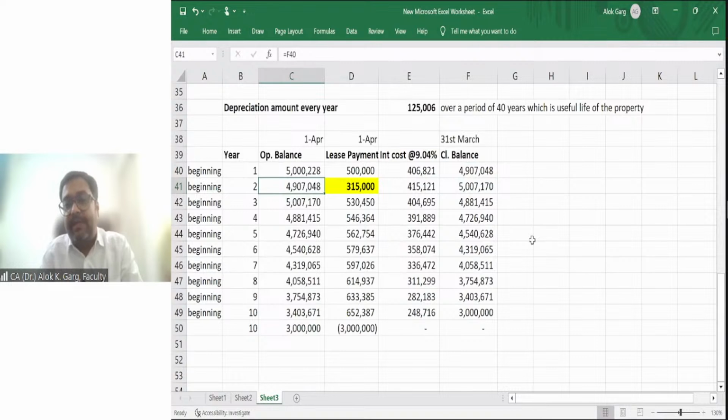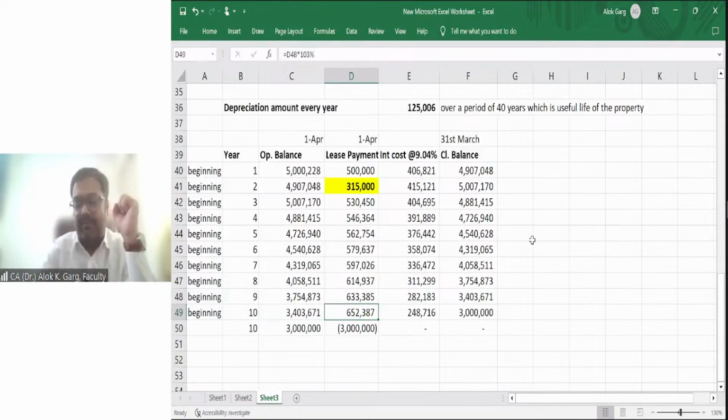Again, this becomes your opening balance, meaning second year, first day. This is your second year payment, net payment, right? Because net you are paying only 350. This is your interest cost and this is your closing balance. This is how at the beginning of the 10th year, the first day of the 10th year, you have a liability of 34 lakhs sitting in your books of accounts. On the same day, that is the 1st April of the 10th year, you have paid 6 lakh 52,000.